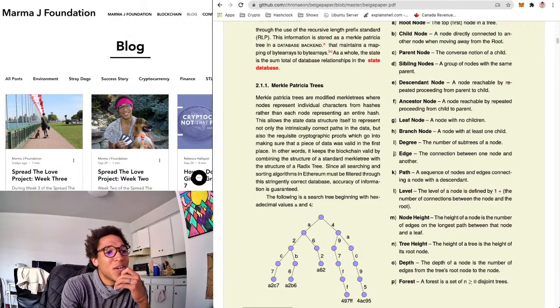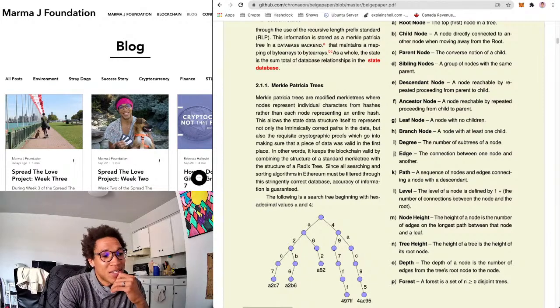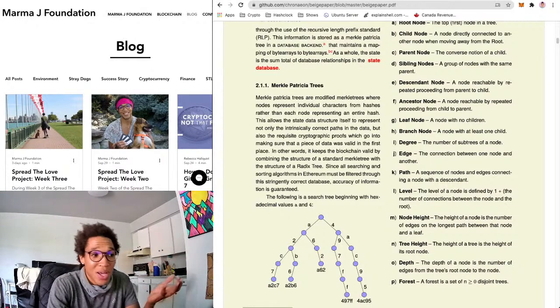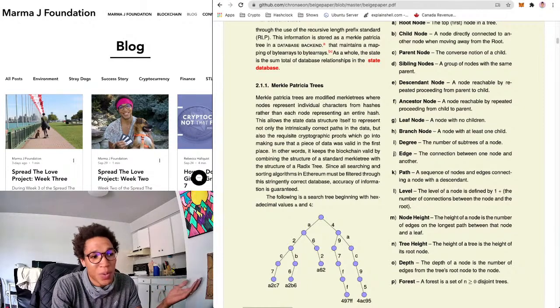The connection between one node and another is the edge. So there you go, super simple. The path is a sequence of nodes, where the edges connect a node and its descendant. So again, very simple, that will be the path. The level is 1 plus the number of connections between the node and the root. That sounds super complicated, but you just count these connections and add 1.